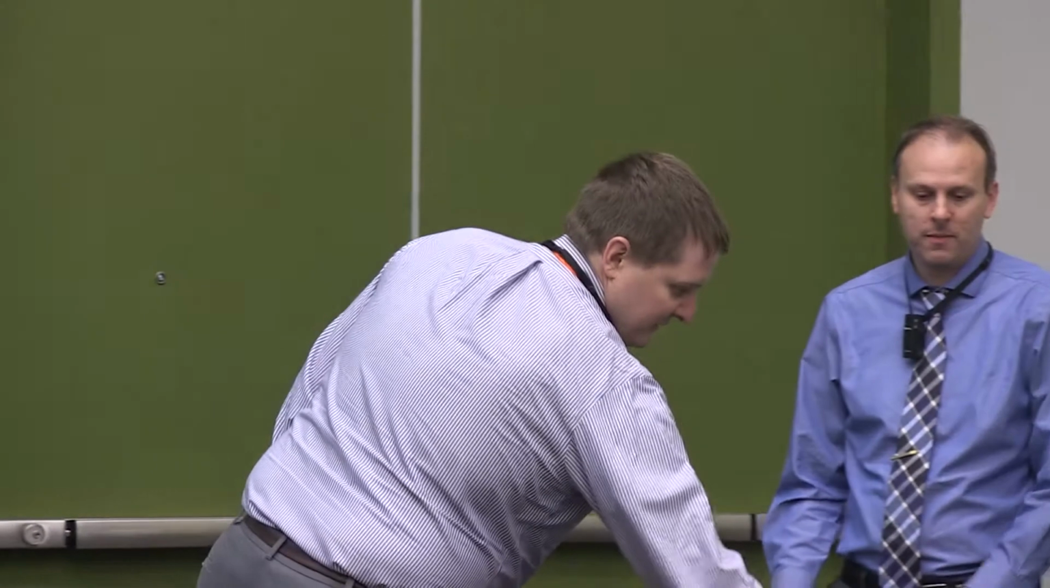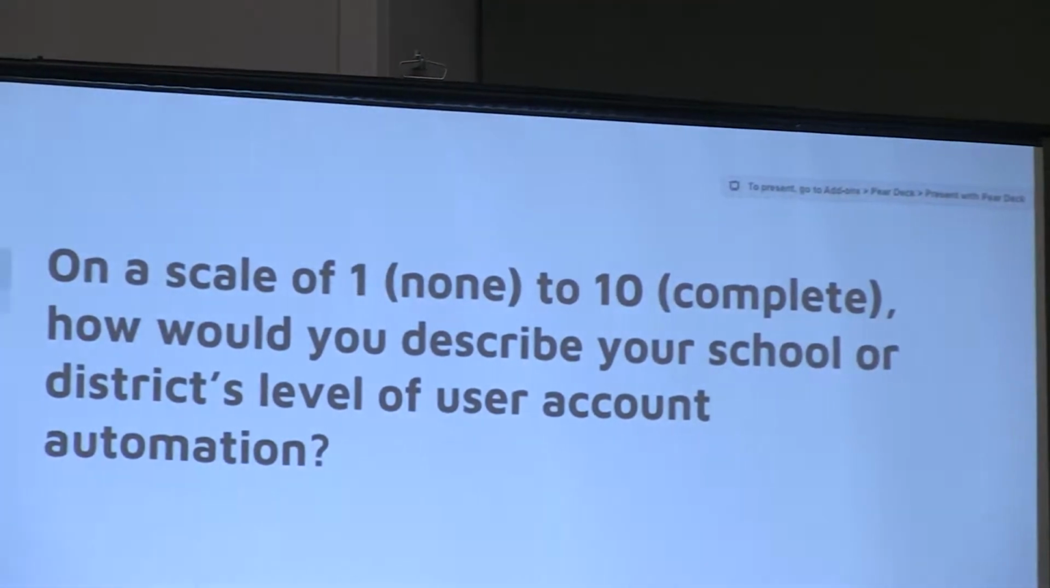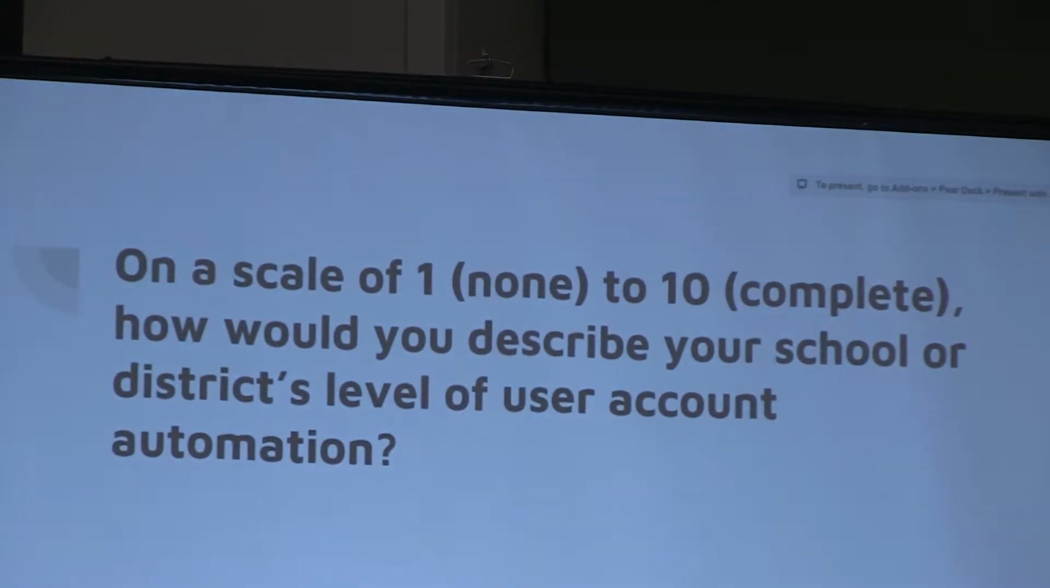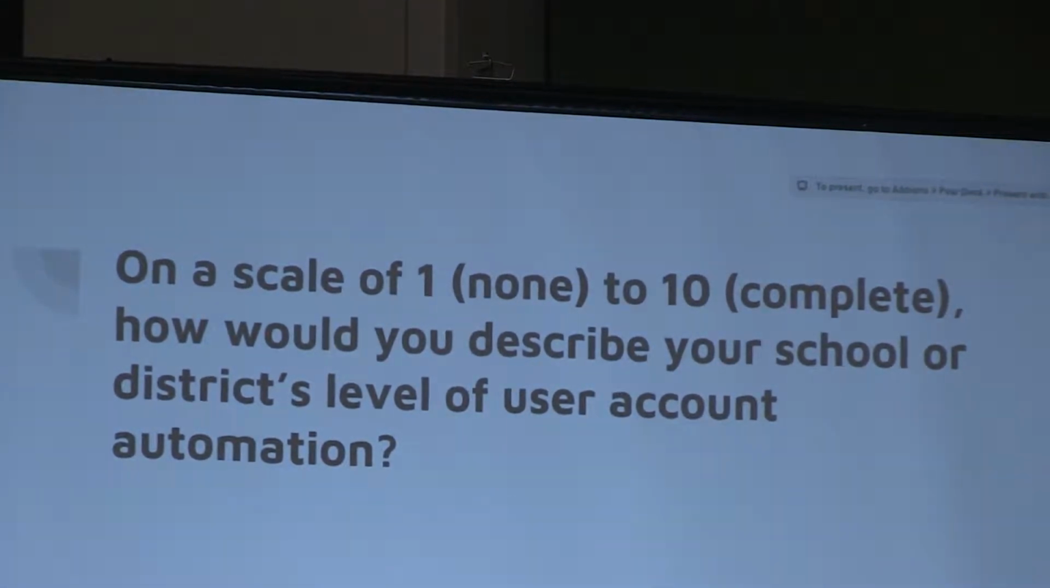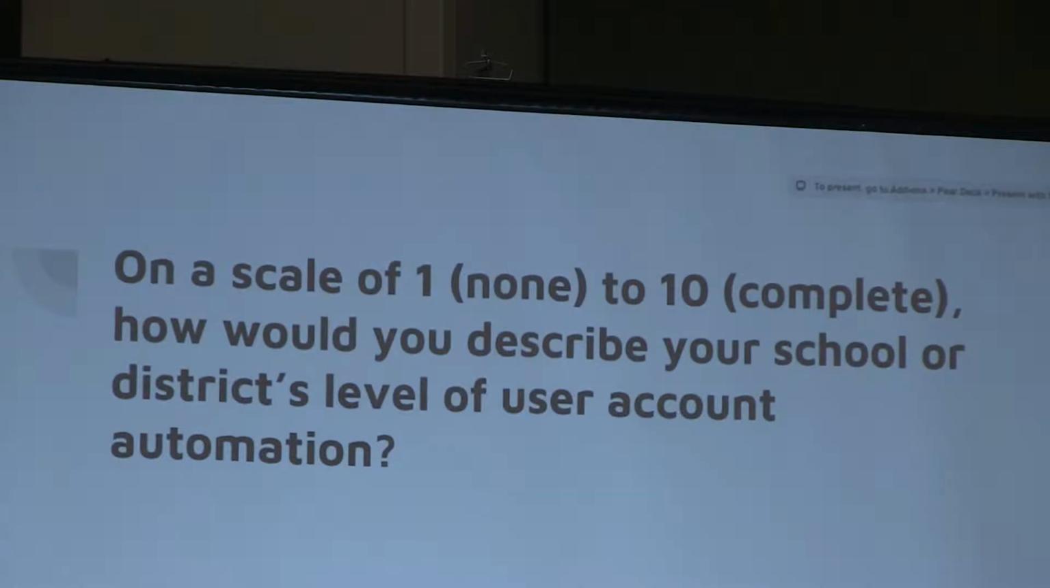Cool. So, as you know, our topic is going to be automation. For those of you who joined the Pear Deck, and if not, that's fine too, on a scale of 1 to 10, just enter a number somewhere in that range, with 1 being none, 10 being complete. How would you describe your school or district's level of user account automation right at the moment? You have to give a number.